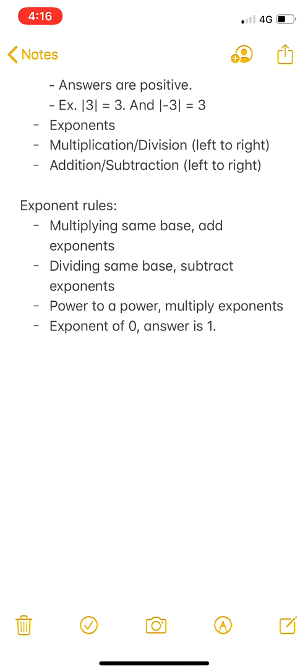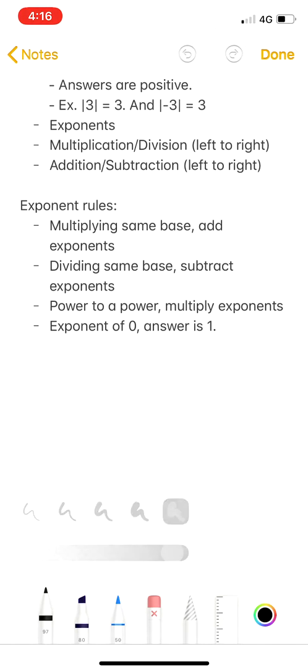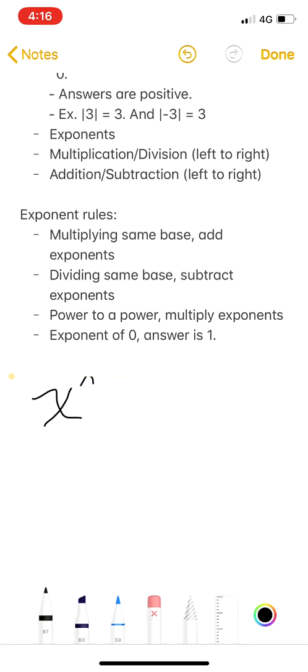Another thing you're going to see in this topic is exponent rules. For your exponent rules, you have to remember that when you multiply numbers with the same base, you add your exponents. So let me just show you real quick. That's like saying x to the second times y times x to the third. You keep the base, which is x. The base is the big number, and you add your exponents. So 2 plus 3 is 5.